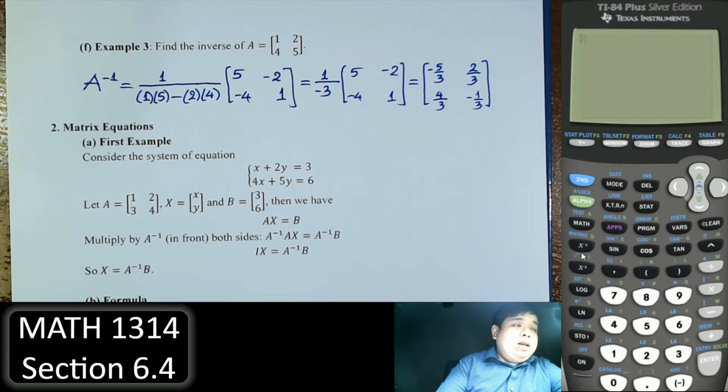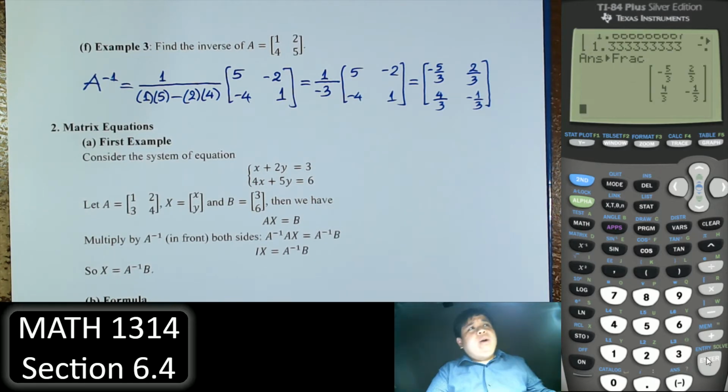Another way is to store it into the matrix. So go to edit, 2 by 2, then 1, 2, 4, 5, and then we press second matrix again. You see the matrix A is there. Hit enter and just hit that button. Of course, we have the same thing.